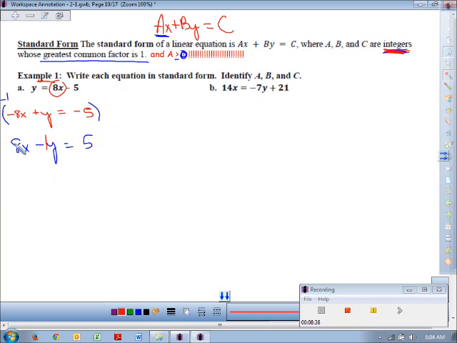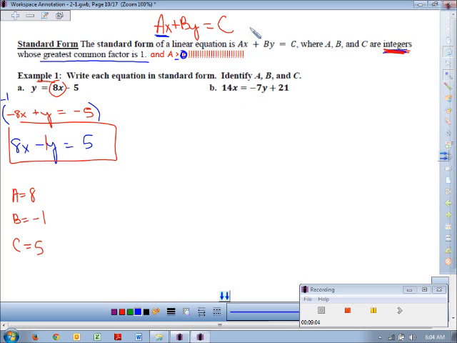So now we can box this and say a equals 8, b equals -1, I guess that -1 right there, and c equals 5. So we put it in standard form, and then we identified A, B, and C. Let's do that on the next one, part B, number B, if you will.